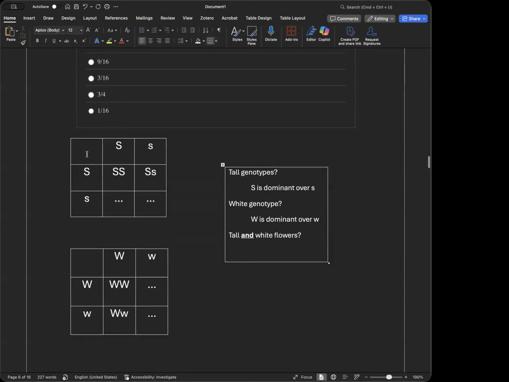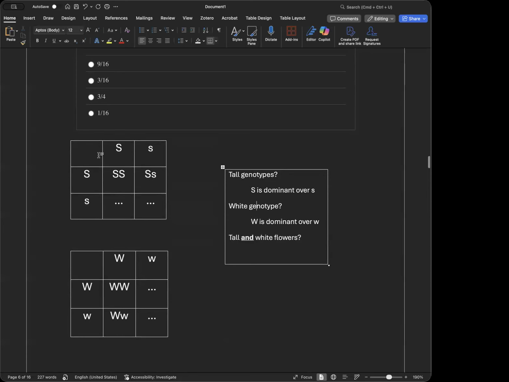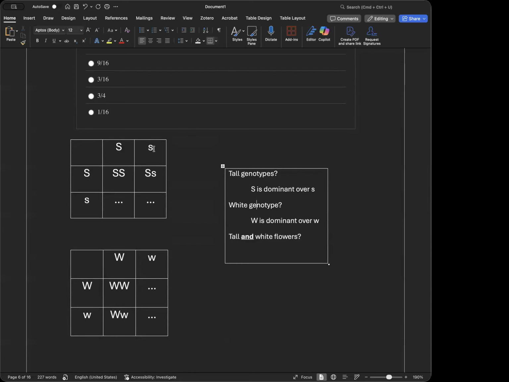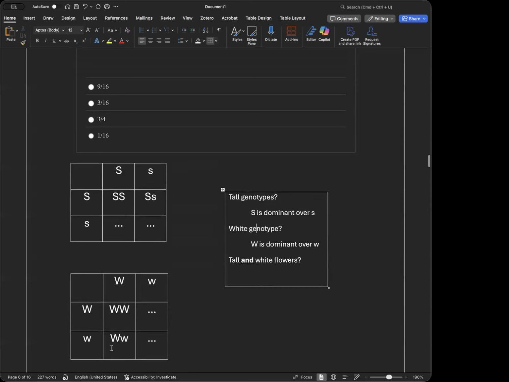We have parent 1 on the left vertical axis of our square, and parent 2 on the top horizontal axis of our square. Because they're both heterozygous, it doesn't really matter, but we'll have capitals and lowercase. You fill it all out, and then you would figure out the probability of having a tall genotype. So how many out of four are tall?